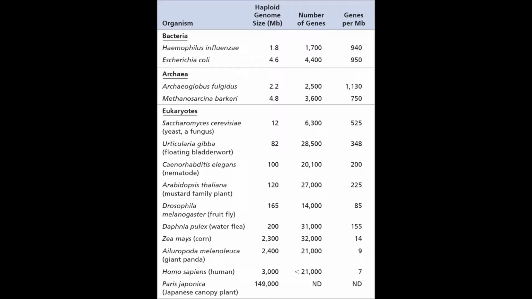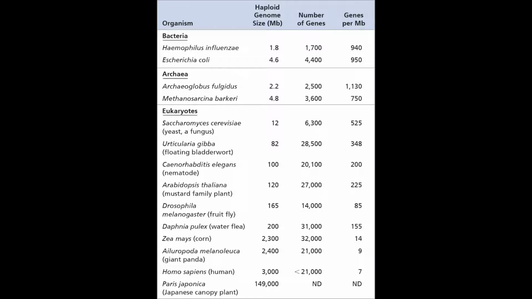Eukarya genomes are larger, so basically in most animals and plants, they have at least 100 million base pairs. For example, as shown in this picture, there are 165 million base pairs in a fruit fly genome, while humans are known to have 3,000 million base pairs. About 500 to 6,000 times as many as a typical bacterium.